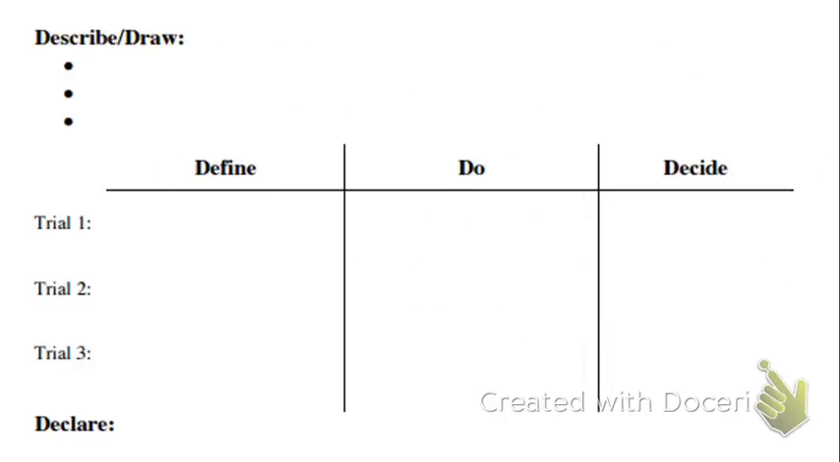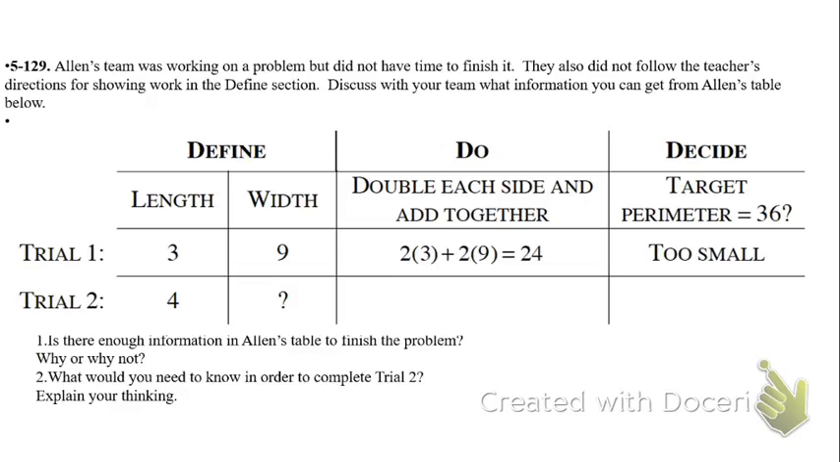Okay, let's move on to the next one. 5-29. Make sure to write 5-29 on your paper. Alan's team was working on a problem, but did not have the time to finish it. They also did not follow the teacher's directions. Hopefully you guys notice there are a few things missing, such as we no longer have the define and describe put in here. We don't have a picture.